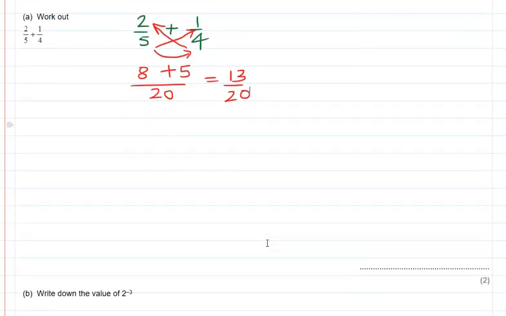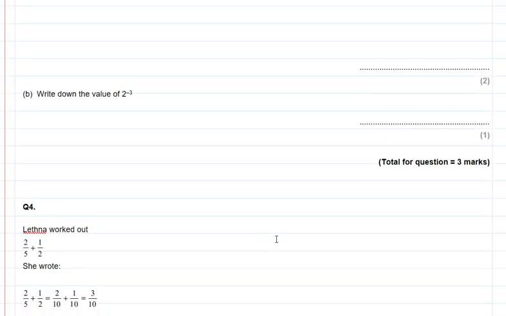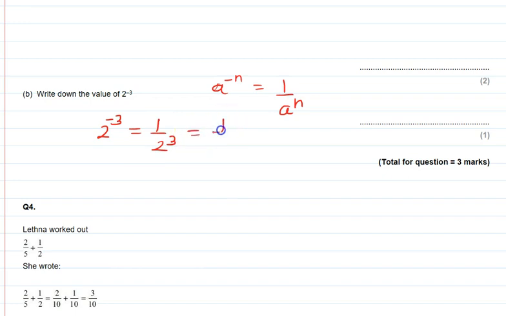Okay. Now if you see here, part B, 2 to the power minus 3. This is the rule. If a to the power minus n, you bring it to the denominator, then it will be 1 upon a to the power n. So similarly 2 to the power minus 3, you can write 1 upon 2 to the power 3, and 2 to the power 3 means 2 times 2 times 2. So it will be 1 over 8.